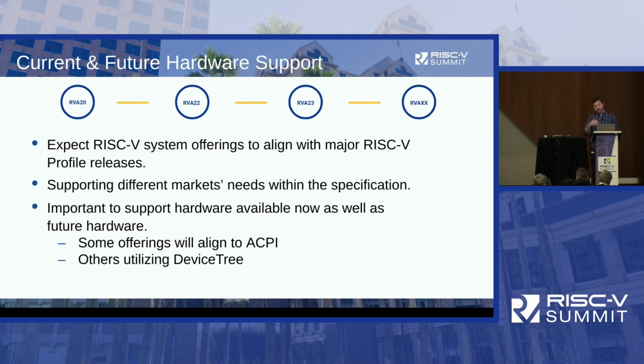And so to that effect, what we end up seeing is that there are some people who build systems that really want to align to ACPI. A lot of people want to align to device tree. That needs to be optional in the spec, and that's how that becomes a necessity. And so we're still talking about how we manage some of that optionality within the spec going forward, but there's not one size fits all.